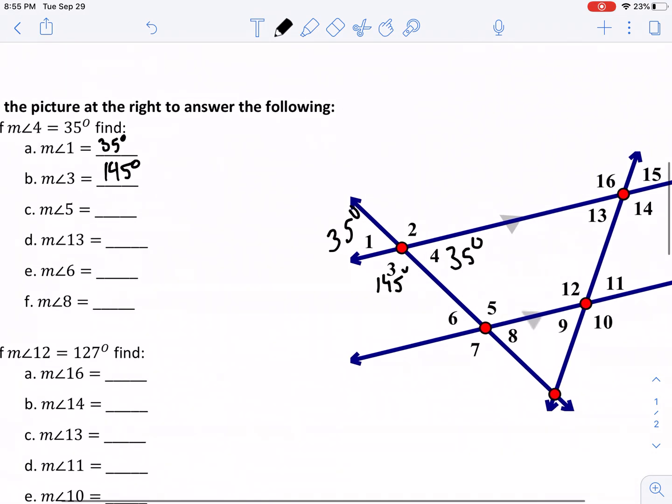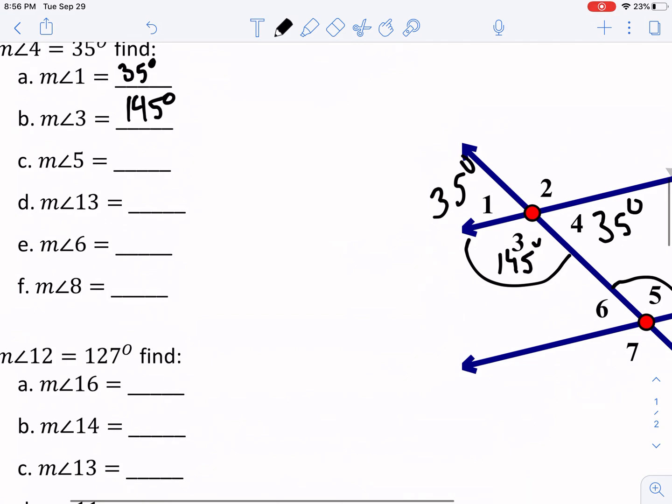Then it says angle 5. Okay, well, angle 5 is over here. Well, notice, aren't angle 3 and angle 5 alternate interior angles? Those guys are congruent, right? Alternate interior angles are congruent, so if angle 3 is 145 degrees, angle 5 is 145 degrees. Okay?